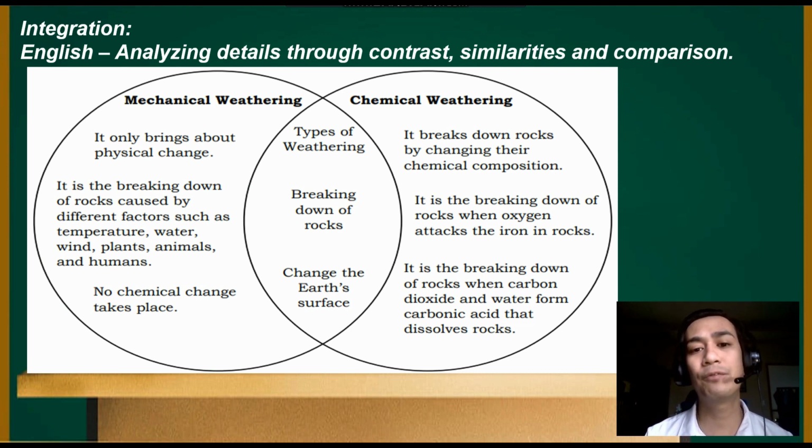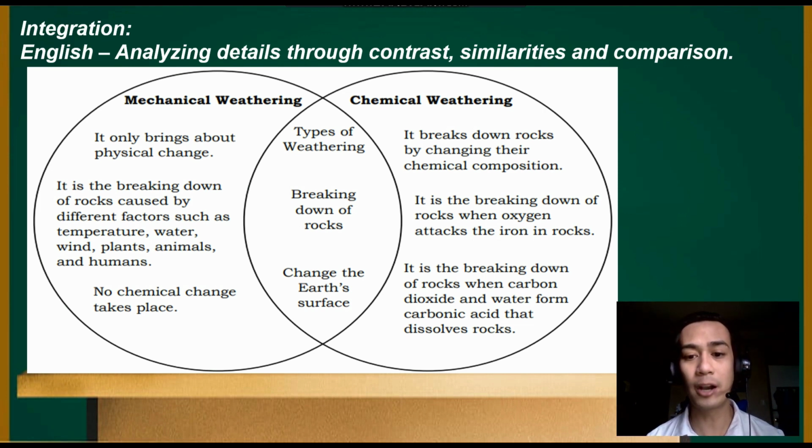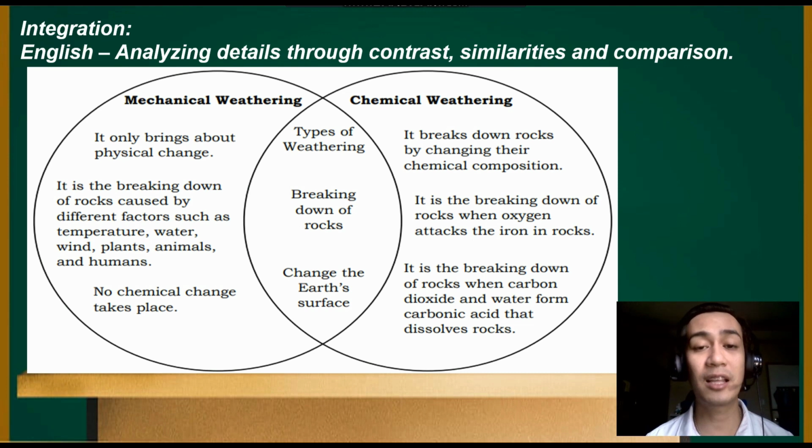What about for the chemical weathering? It breaks down rocks by changing their chemical composition. Some parts of the rocks can be dissolved because of factors like water or water with acids, carbon dioxide and oxygen. And it is breaking down of rocks when oxygen attacks the iron in rocks. Okay, so it is also the breaking down of rocks when carbon dioxide and water form carbonic acid that dissolves rocks.